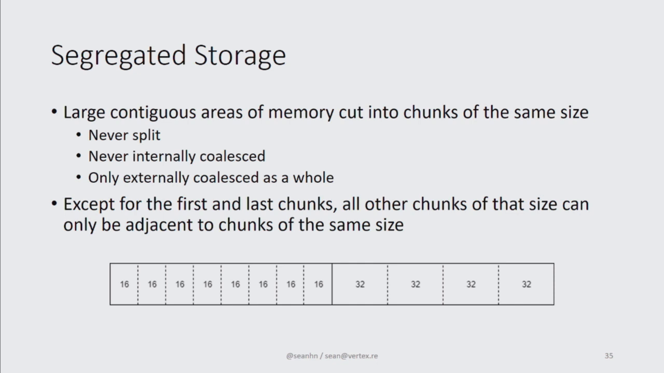The key point here in terms of manipulating a heap state into a desired layout is that except for the first and the last chunks, all other chunks in the run of pages are adjacent to chunks of the same size.